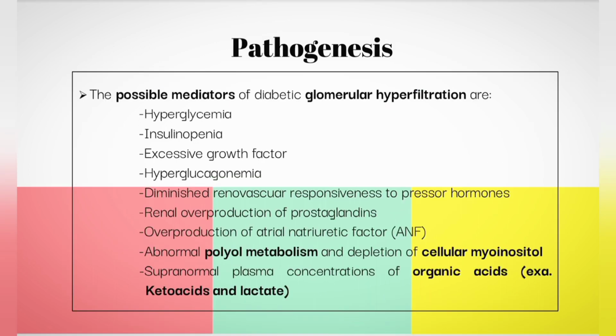And for this glomerular hyperfiltration, these are some possible mediators, for example hyperglycemia, insulinopenia, excessive growth factor, hyperglucagonemia, etc.